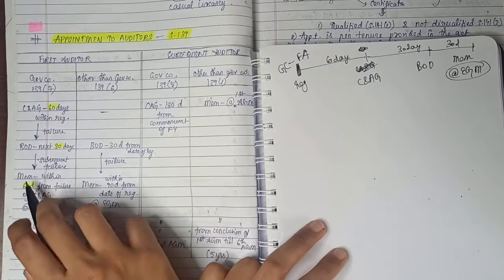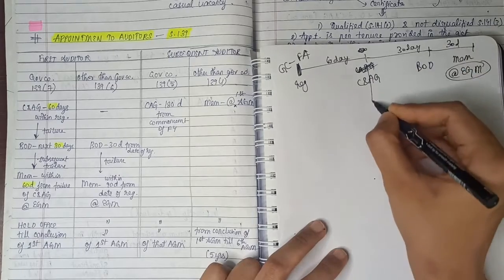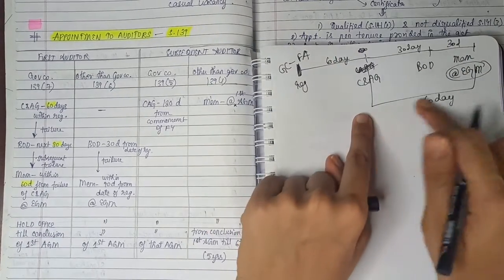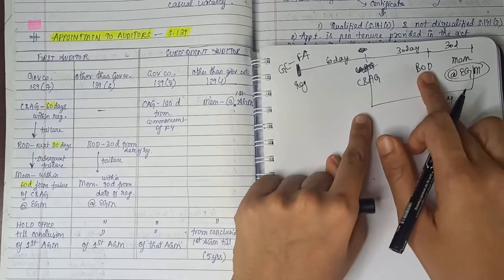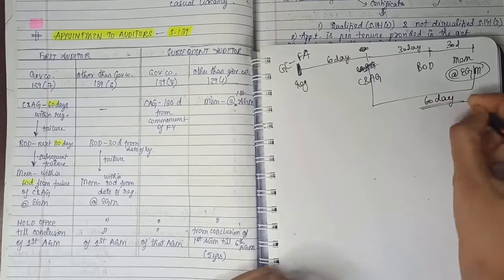Here what is written is members within the 60 days from the failure of C&AG. 60 days means from here to here. This will count as 60 days from the failure of C&AG. That is, after the failure of the board of directors, in the next 30 days it has to appoint. That is what is known as 60 days here.